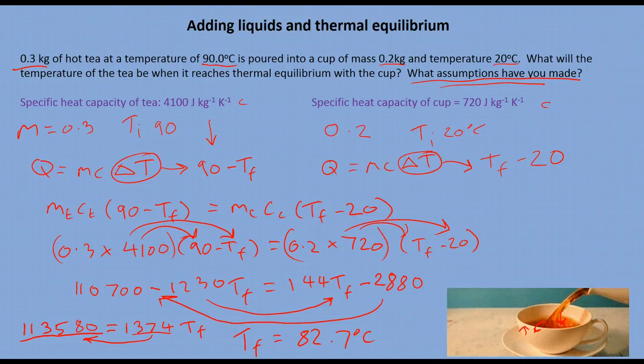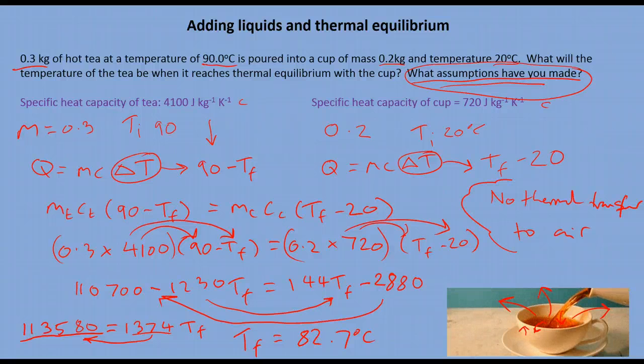What assumption am I making? Well, the big assumption I'm making here is that no thermal energy is transferring to any other area, or there's no thermal transfer to the air. And that's it. That's how we calculate what the final temperature is when you mix two materials of different specific heat capacities together at different temperatures.